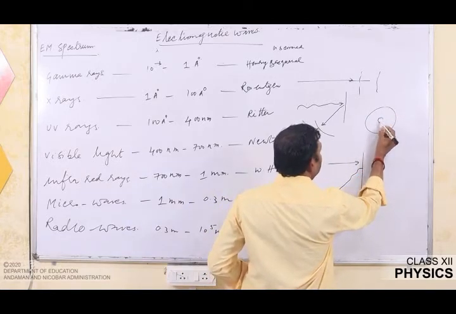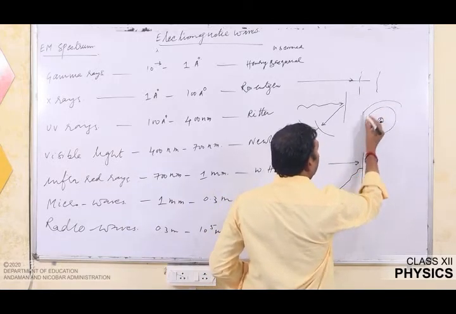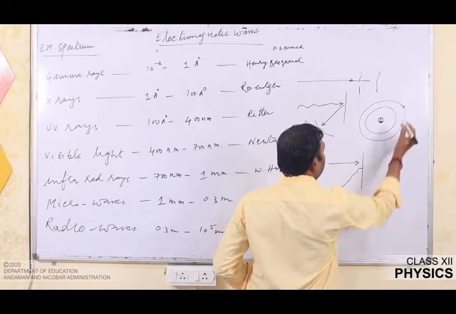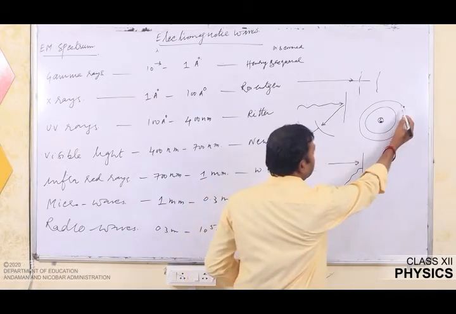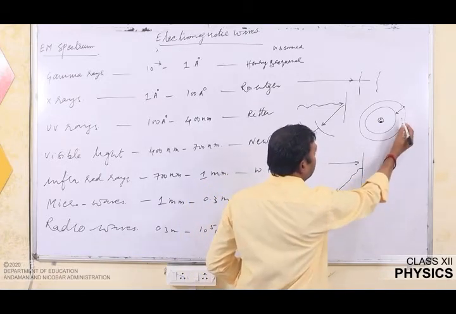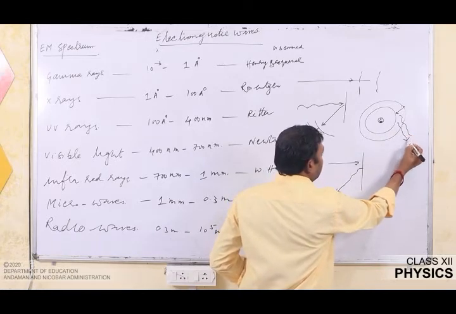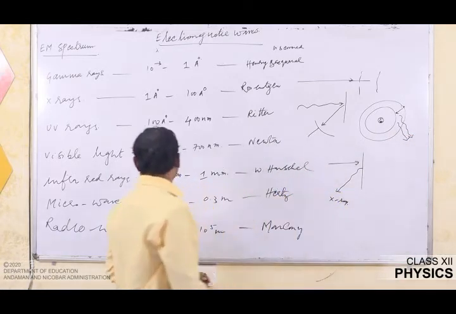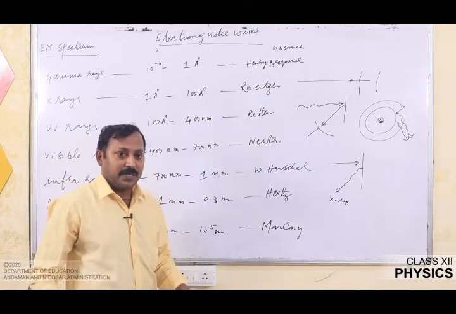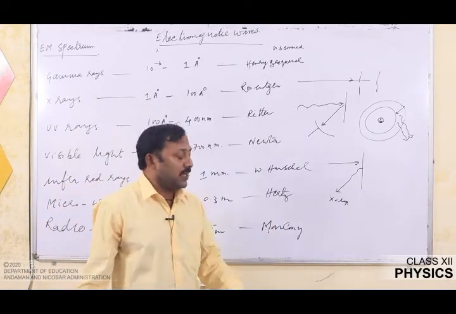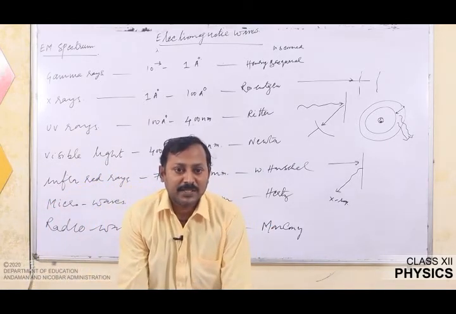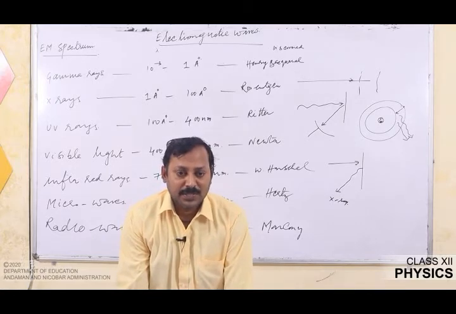If we have an electron at the center and we have orbits, when the electron from the higher orbit energy level jumps to a lower orbit energy level, then radiation is emitted. The wavelength of this radiation corresponds to visible light. So, this is the way by which we can produce visible light. Next, we will see the properties.